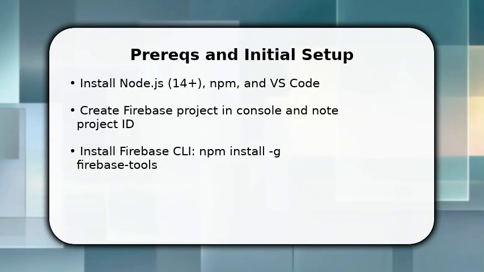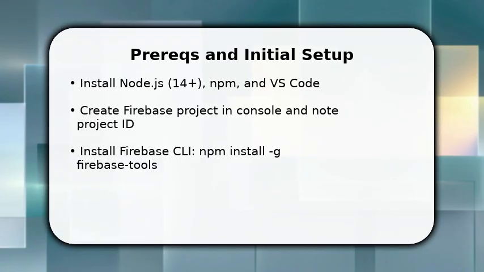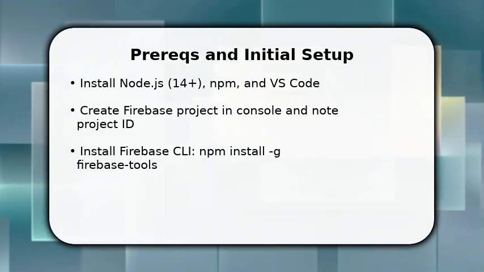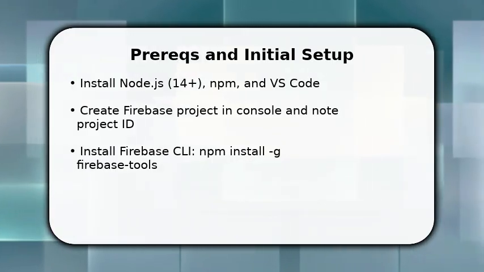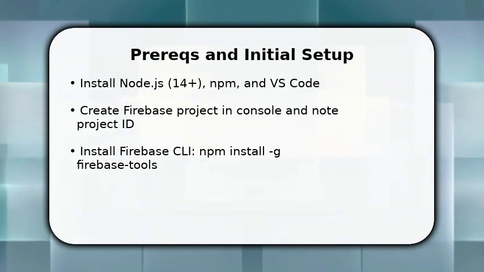Open your VS Code project folder and run npm init in it if you don't have package.json. Next, install the Firebase CLI globally with npm install -g firebase-tools. This gives you Firebase commands locally. Sign in using firebase login, so the CLI can authenticate your account.